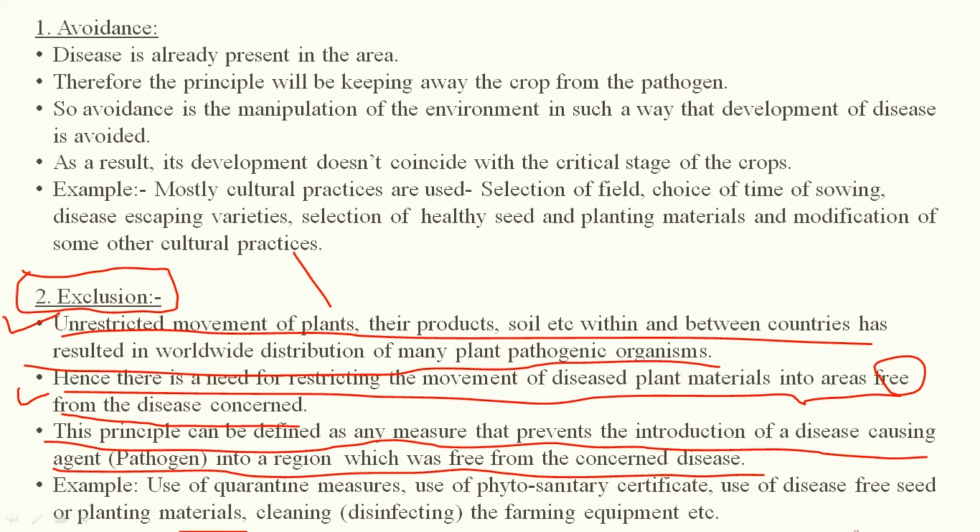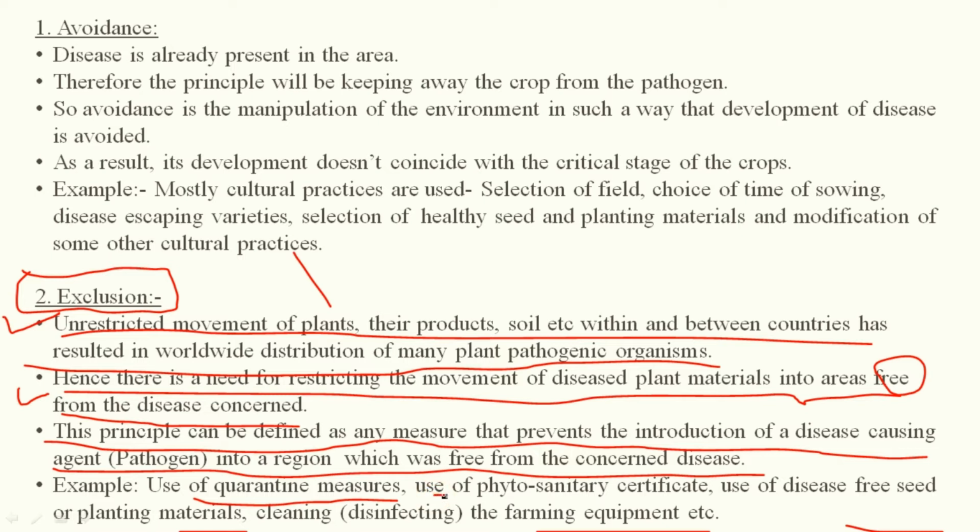Then coming to examples, what are the strategies we can take? Use of quarantine measures. Okay. So many institutions are there. DPPQS is there, FRI is there, some other institutions are there. We will deal with this in the entomology part, in applied entomology.